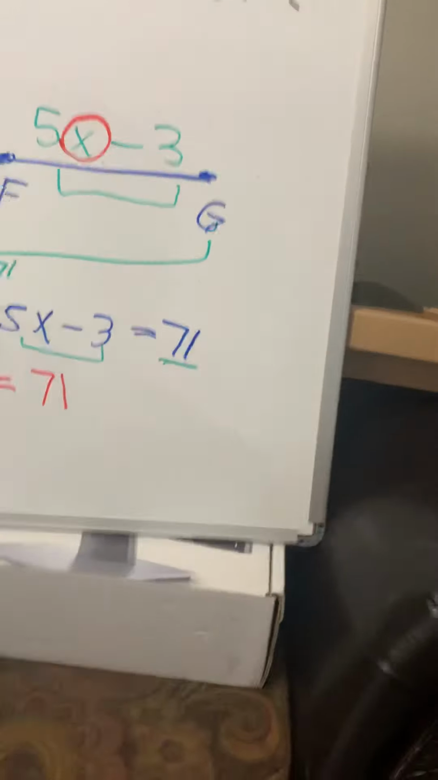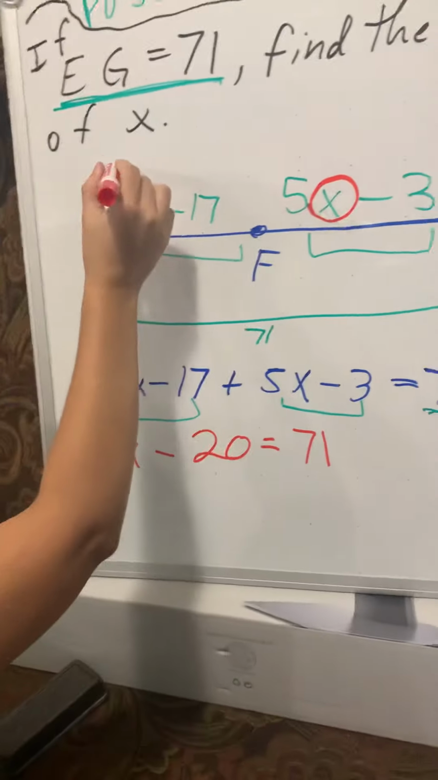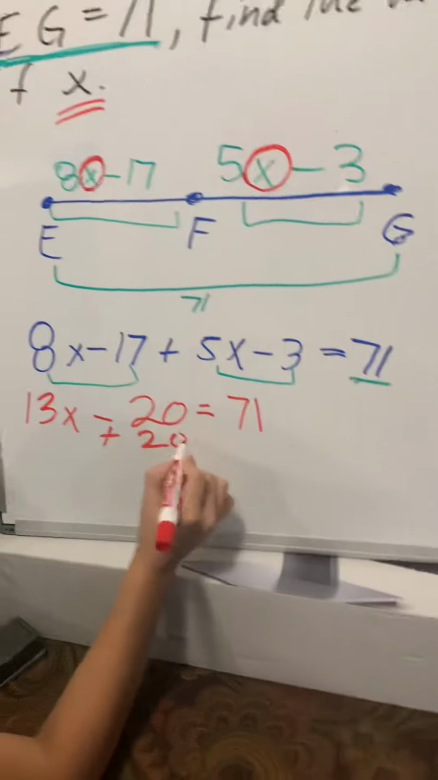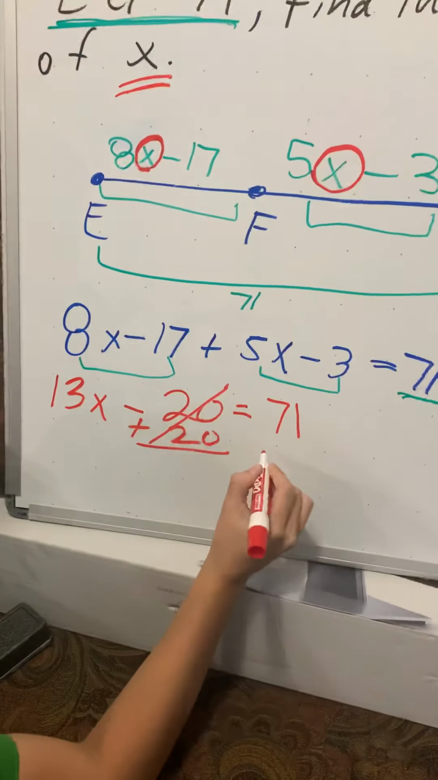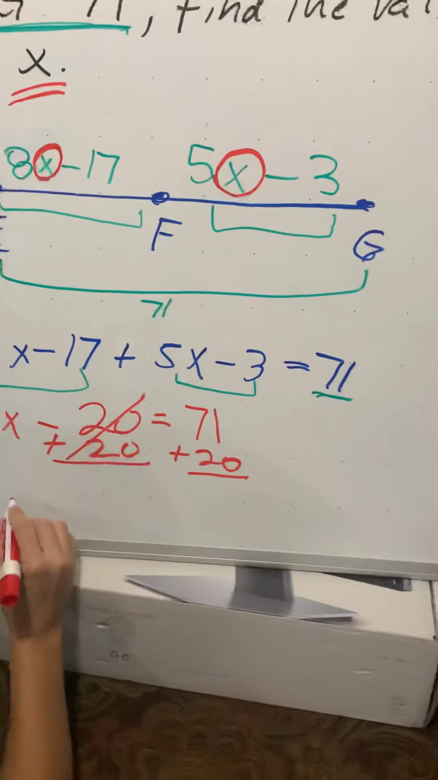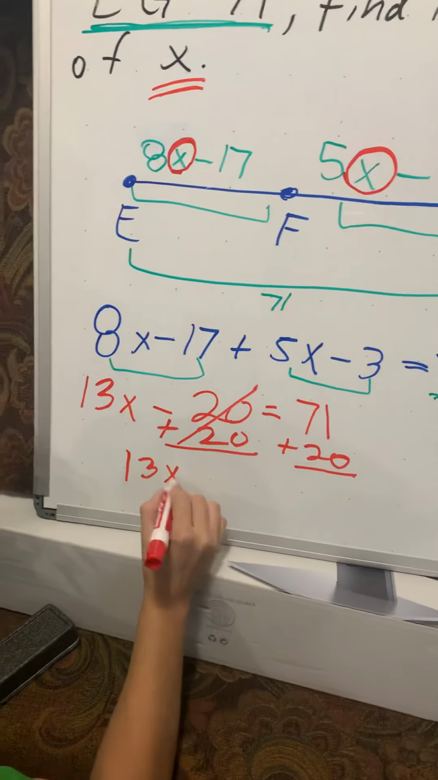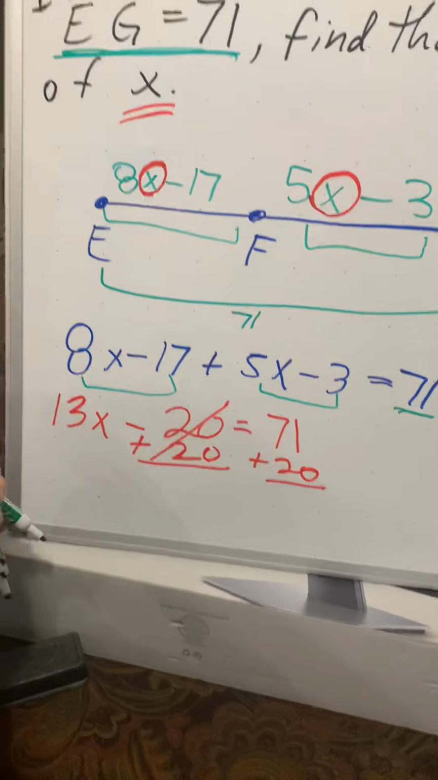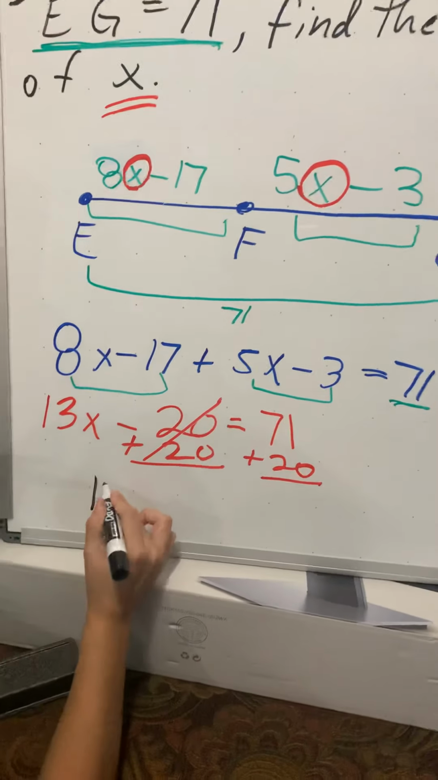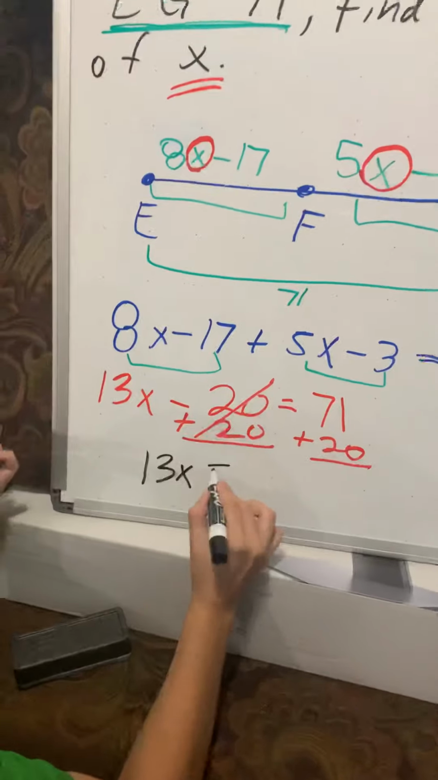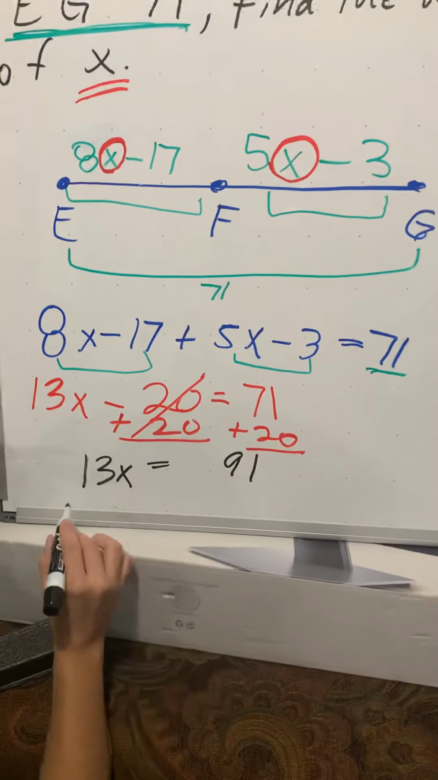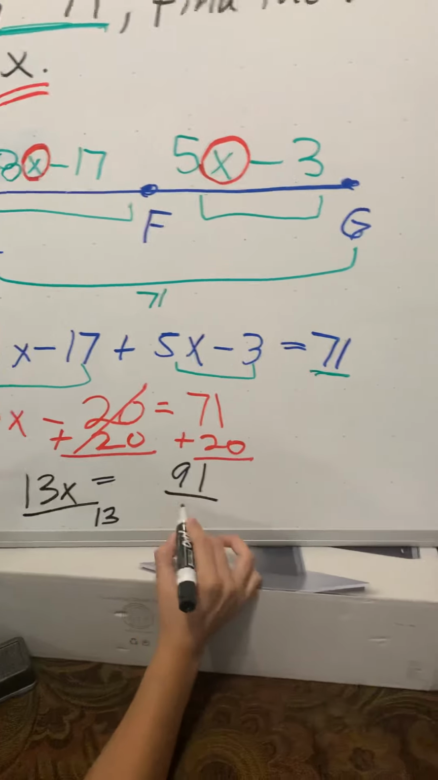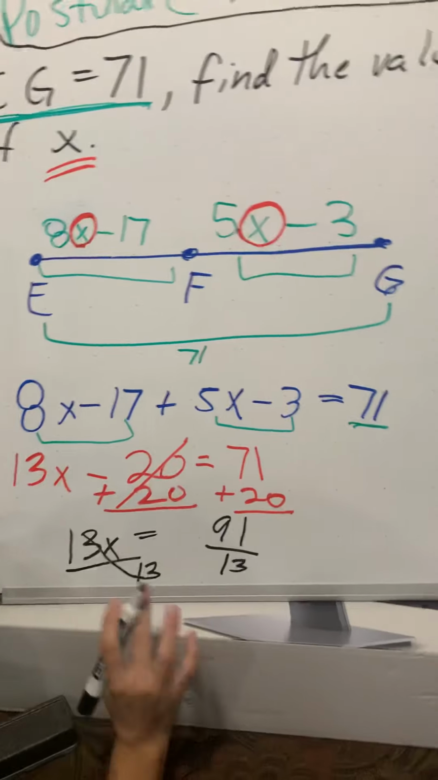So what are we gonna do next? We want the x to be on its own because we are finding the value of x, right? So we're gonna go ahead and add 20. So these cancel out at 20. So we have 13x, and let me move on to another color. So we have 13x equals 91. What do we do? We divide by 13. We divide by 13. This x's out.